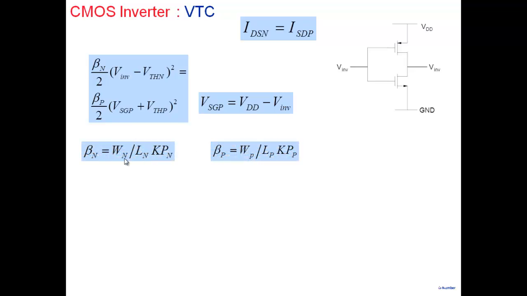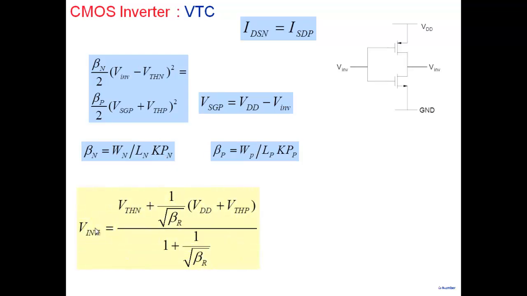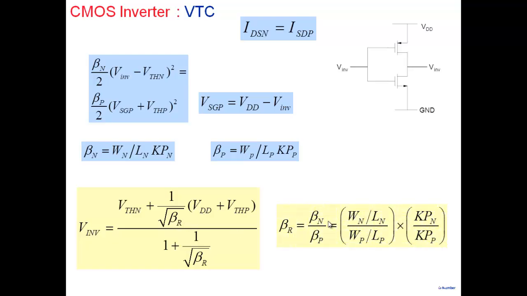Beta n is Wn by Ln, the sizes of the transistors, multiplied by Kpn, and similarly beta P. Rearrange the equation and you get an expression for Vinverter. What is the value of Vinverter in terms of threshold voltages, supply voltages, and a parameter called beta R, which is the ratio of beta n by beta P? Right, so this is the expression for inverter threshold voltage that we get in terms of the sizes.